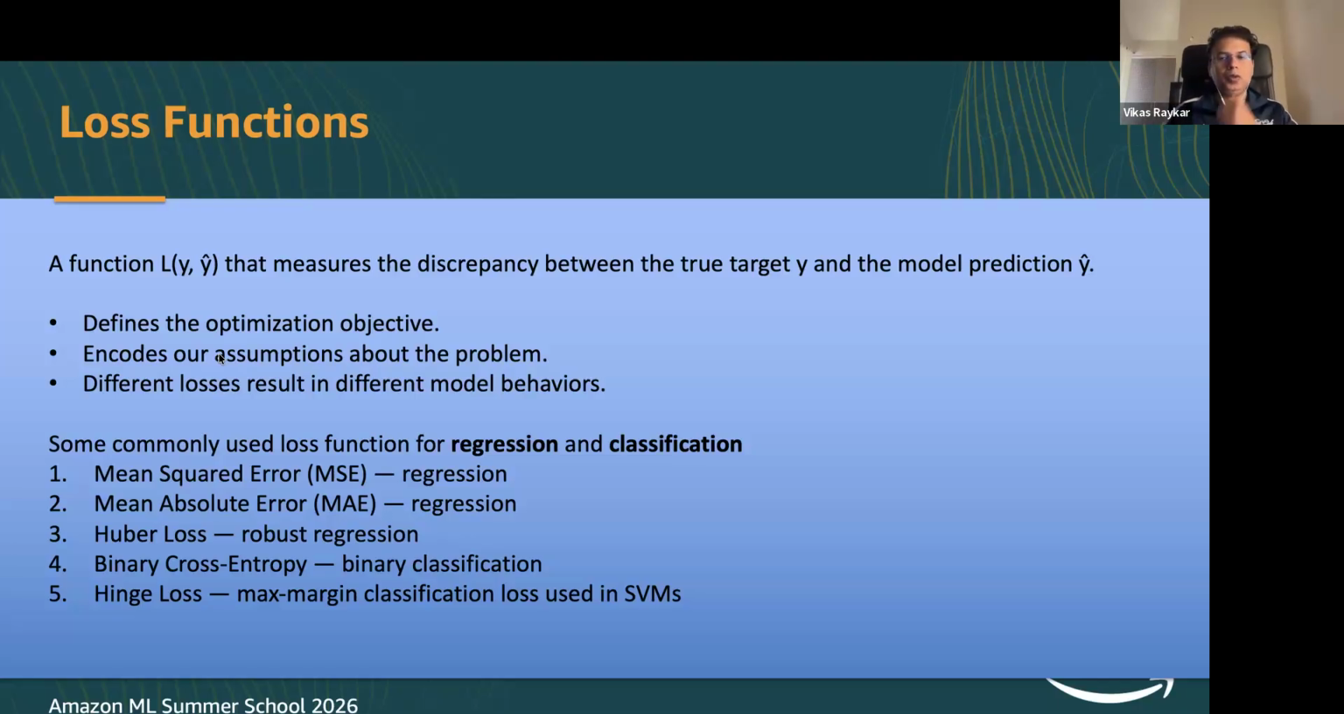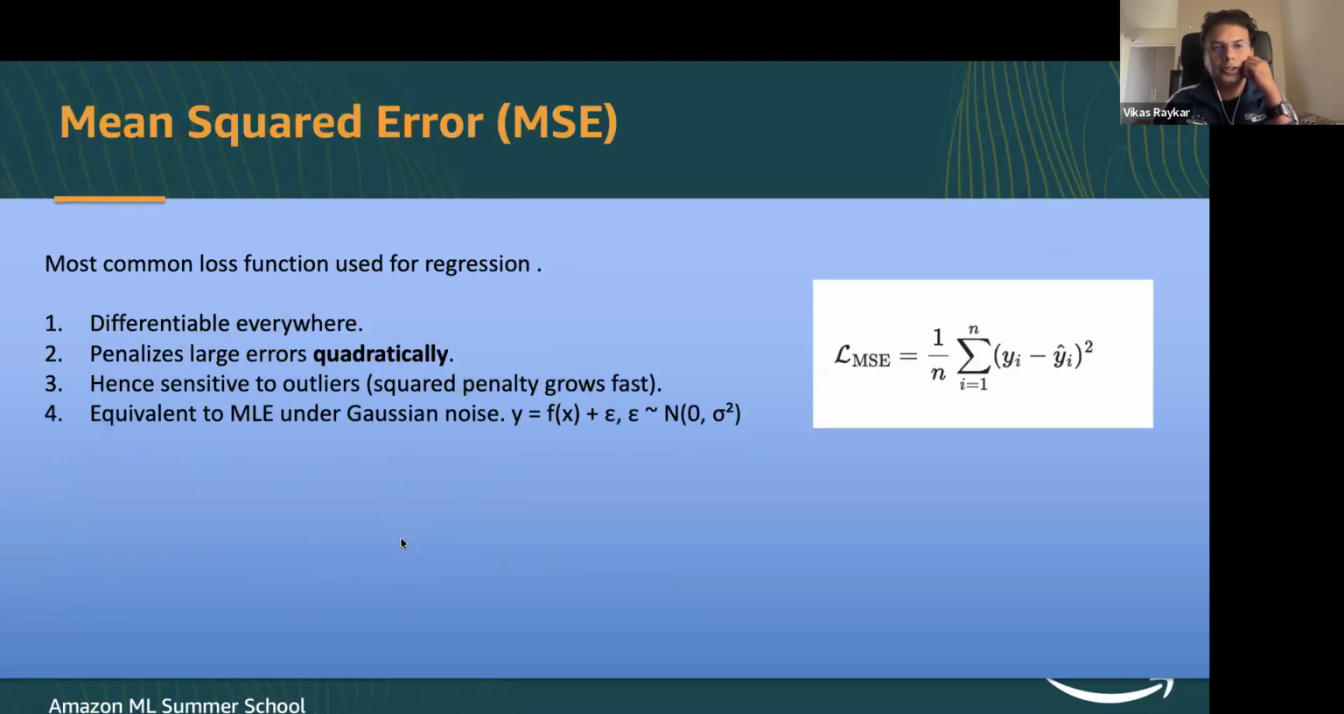So here are some of the most commonly used loss functions for regression. The first one being mean squared error, mean absolute error, and Huber loss. And for binary classification, binary cross entropy, for multi-class classification problems, and also hinge loss, which is max margin loss used in SVMs. These are just some examples. These are not the only loss functions out there, but these are some of the most commonly used loss functions which we need to be familiar with. So we'll start with regression loss functions.